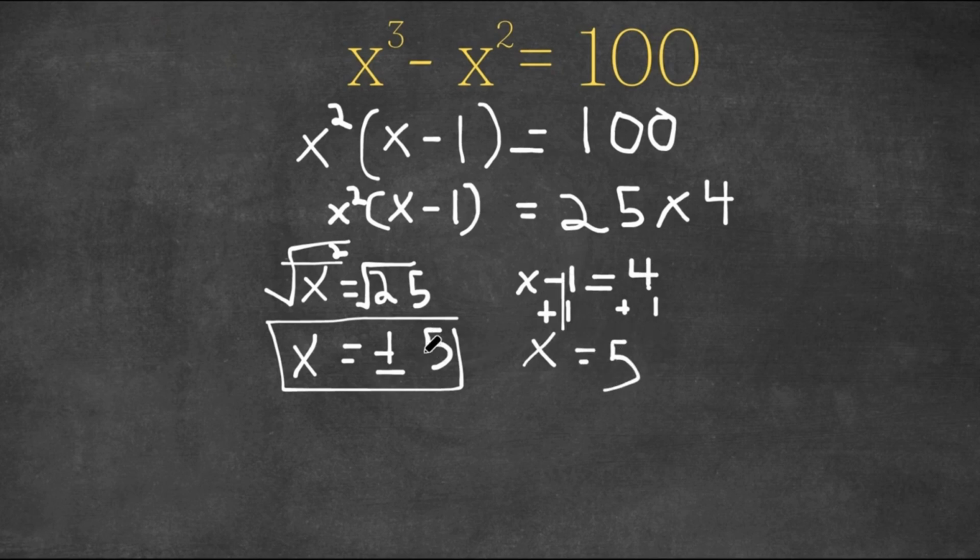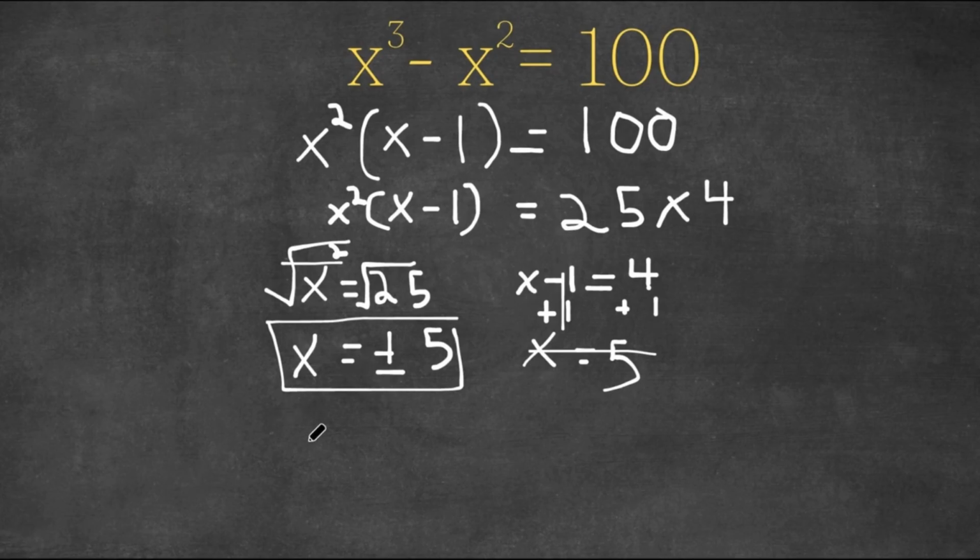However, as you can see, 5 is already one of our solutions. So this is just unnecessary. We already have this as a solution. So we have x equals 5 and negative 5. Now, why don't we plug these two into our equation and see if they are right?